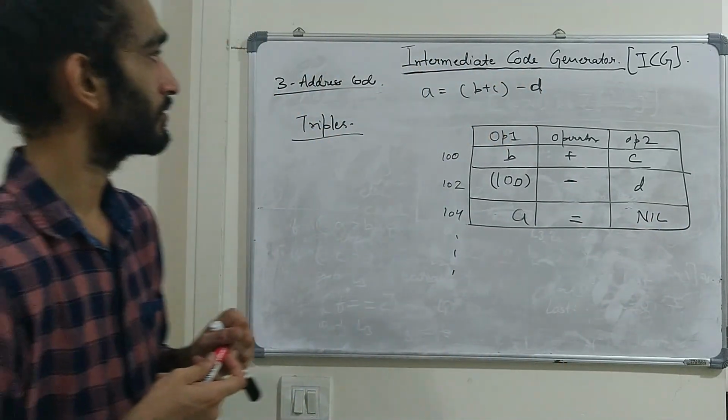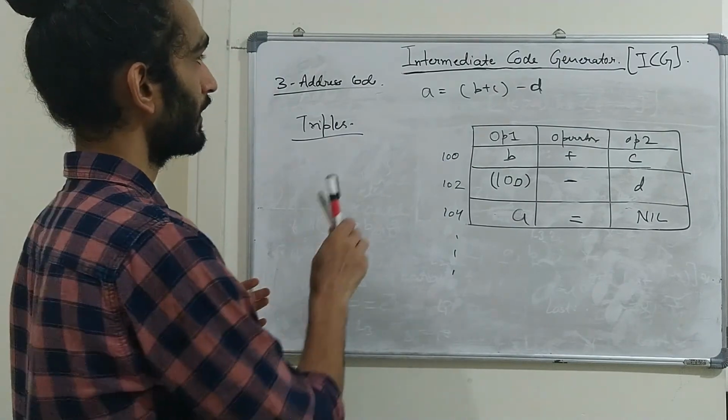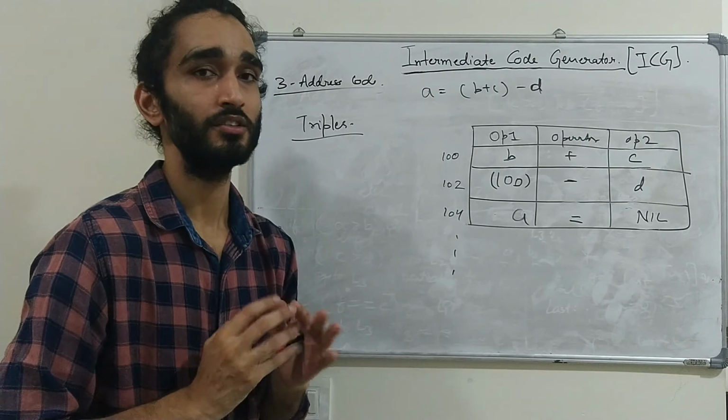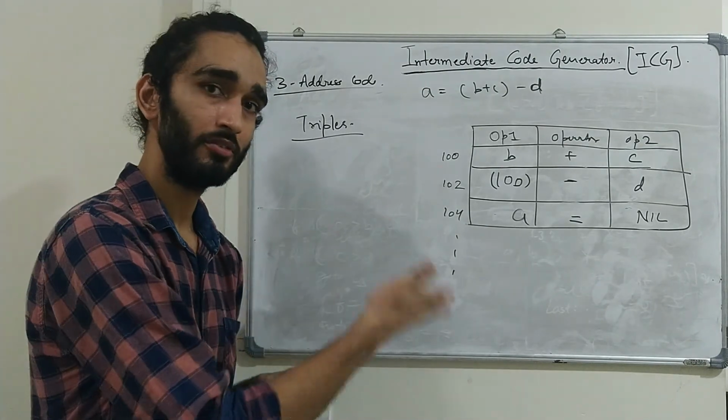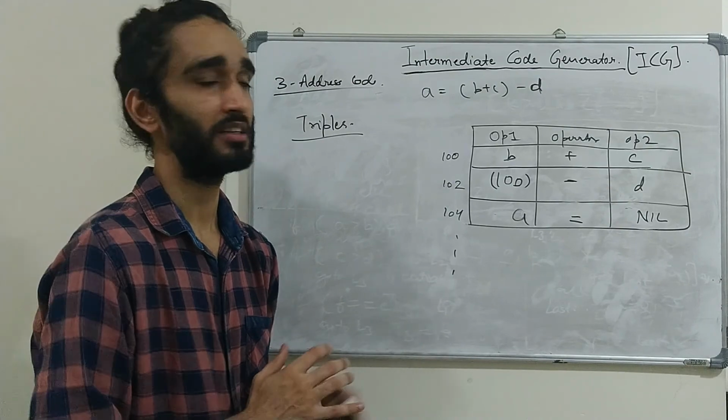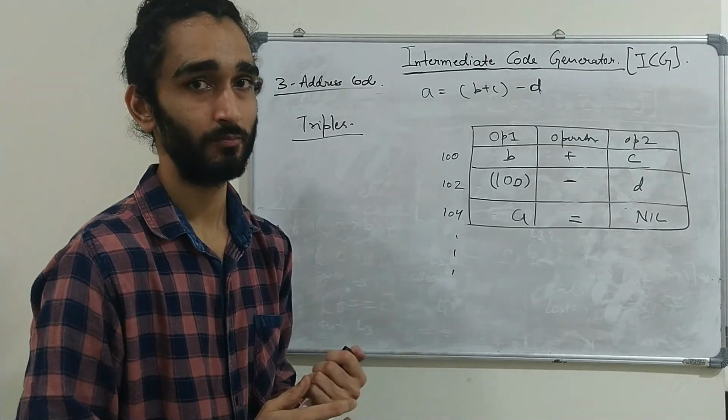Okay. So this concludes how your intermediate codes are being generated, right? Now we will see afterwards the way of how optimization techniques can be applied to this. Thank you.